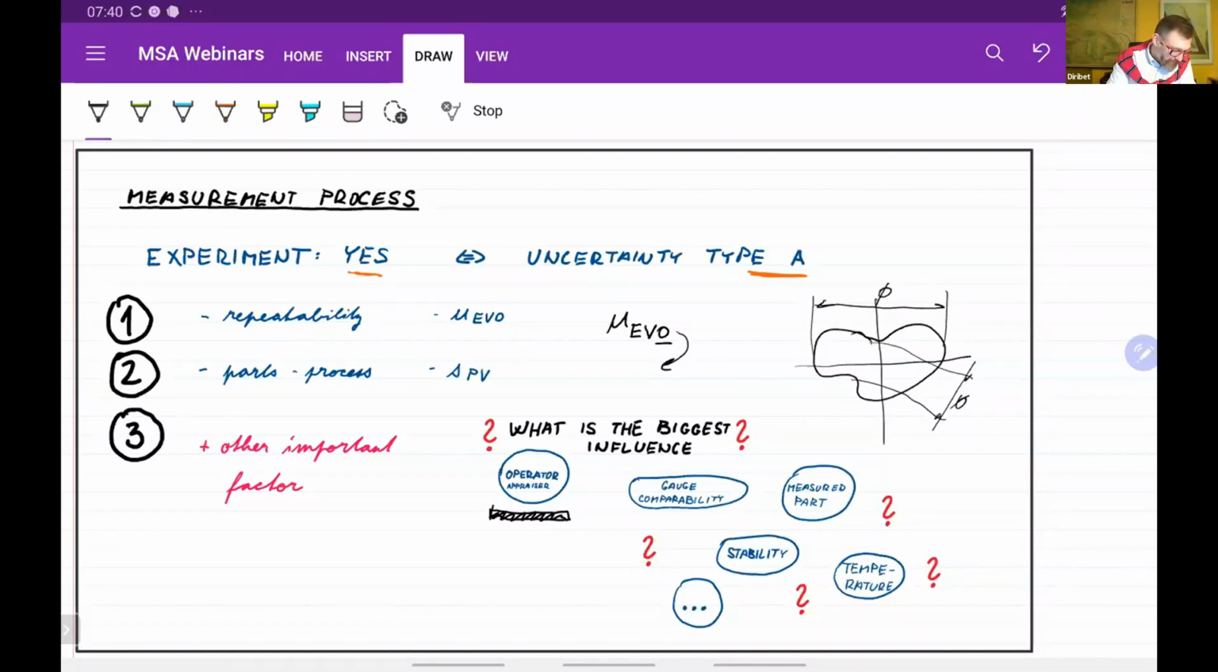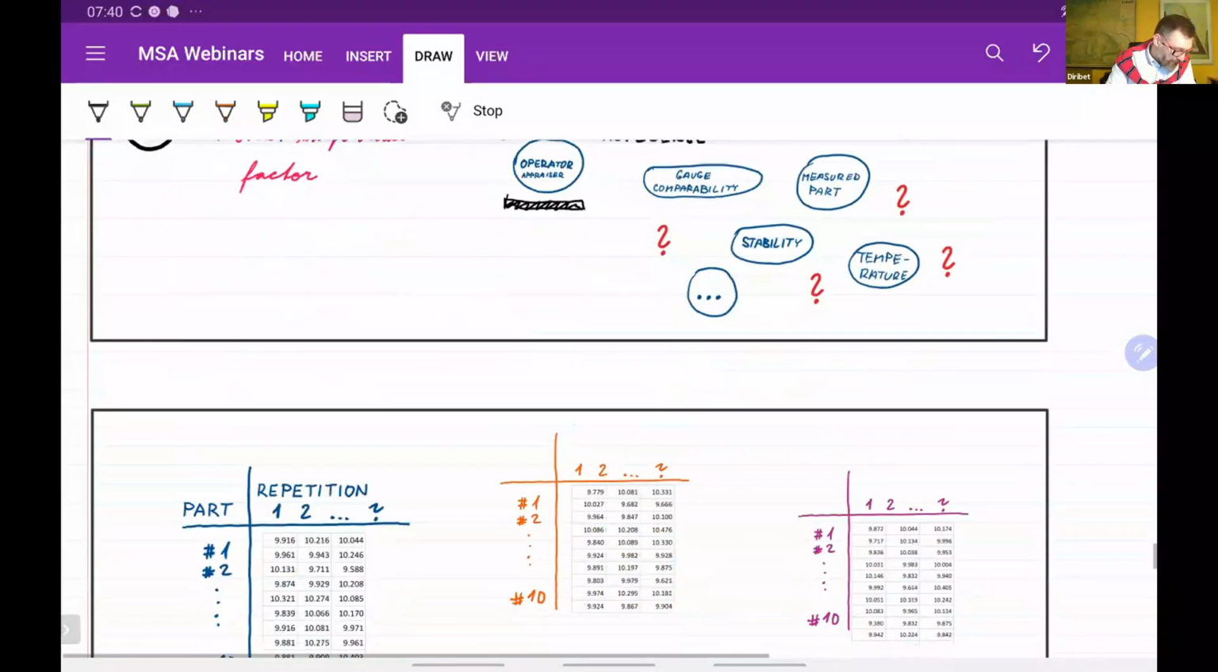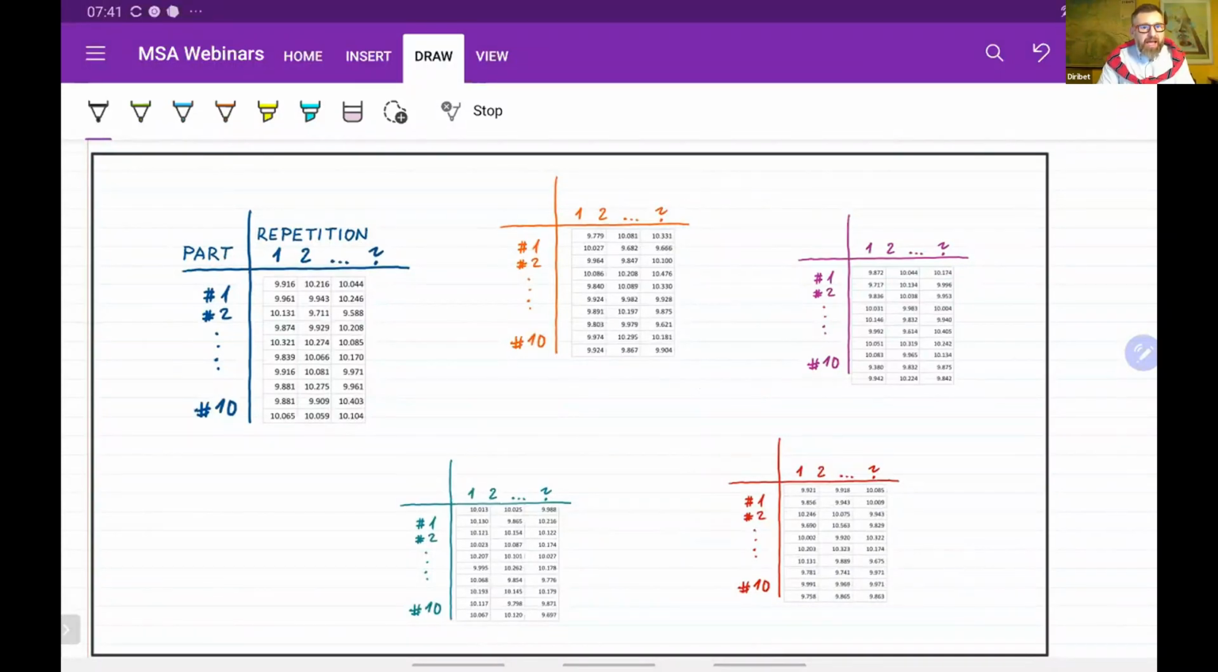How it is done. The experiment has a form of, let's call it, a table, where there are parts. That's the variation that we want to take out of uncertainty. But we want to see how the measuring device performs with different parts. And then there is repetition. Each part needs to be measured a few times. And this already creates a two-dimensional table, the parts and the repetition.